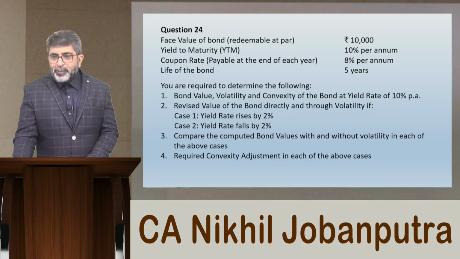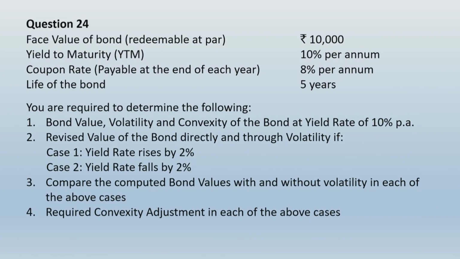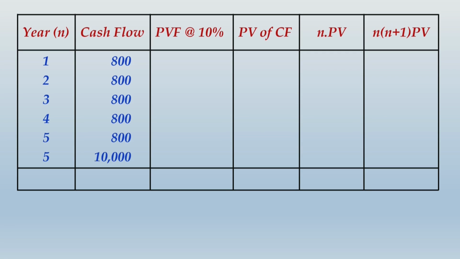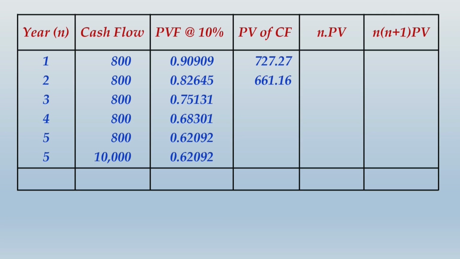Let us look into how to present the solution. In your solution, you will first begin with this tabular presentation, which will help you compute the bond value along with volatility and convexity. We have identified the cash flows of the bond for each of the 5 years, including the redemption amount, the present value factors at the 10% discounting rate, and then computed the present value of these cash flows. For the purpose of computing volatility, we will need N into PV, correct? N indicates the number of years, PV is the present value of the cash flow, so N into PV.